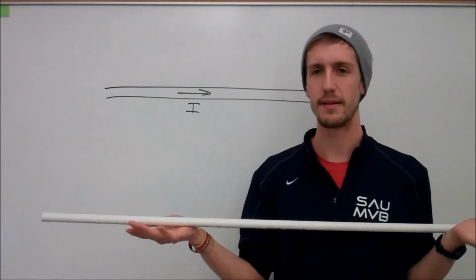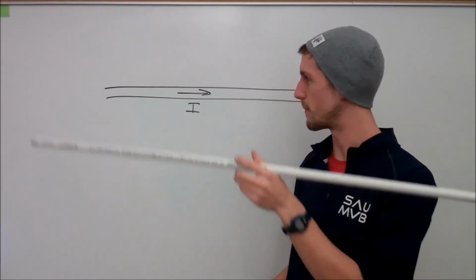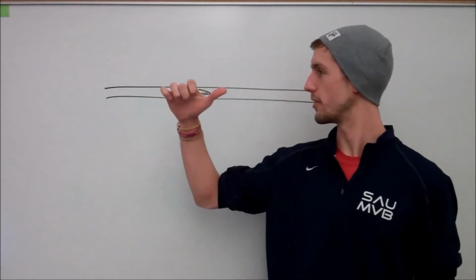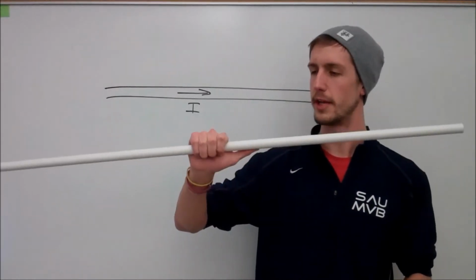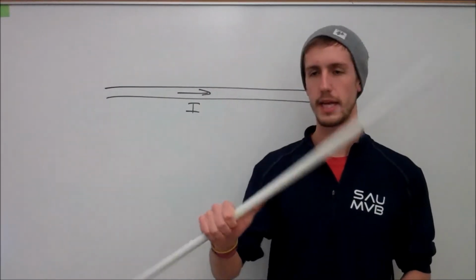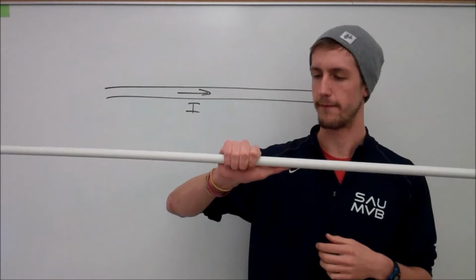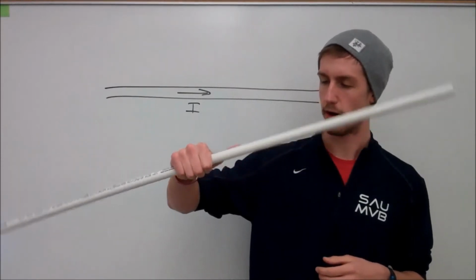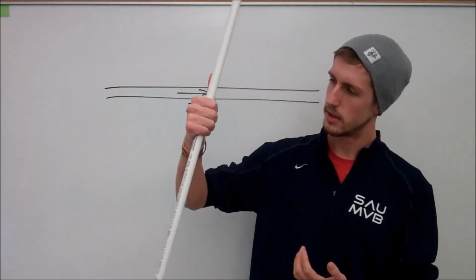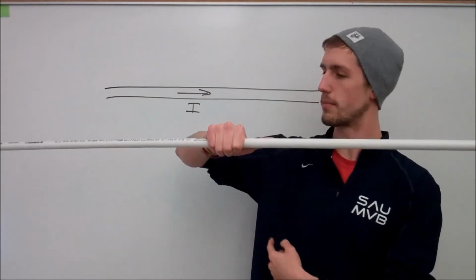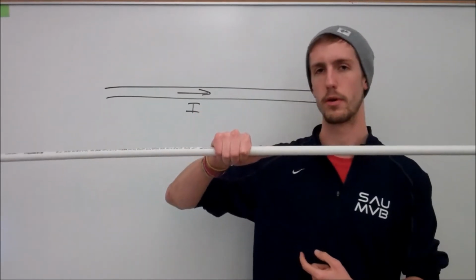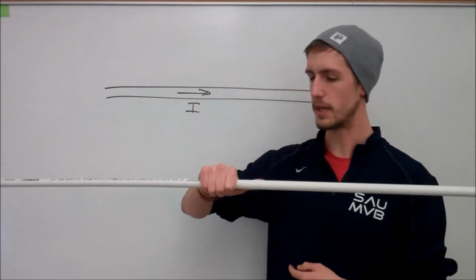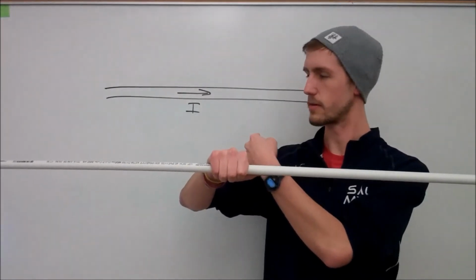Alright, so I grabbed a piece of PVC to represent our wire, thumb being the direction of the current, and if I hold it, to relate back to what we did before, with our fingers pointing the direction of the magnetic field, well, they're pointing right now back into the chalkboard. My fingertips are pointing back into the chalkboard. So I guess it would be backwards.